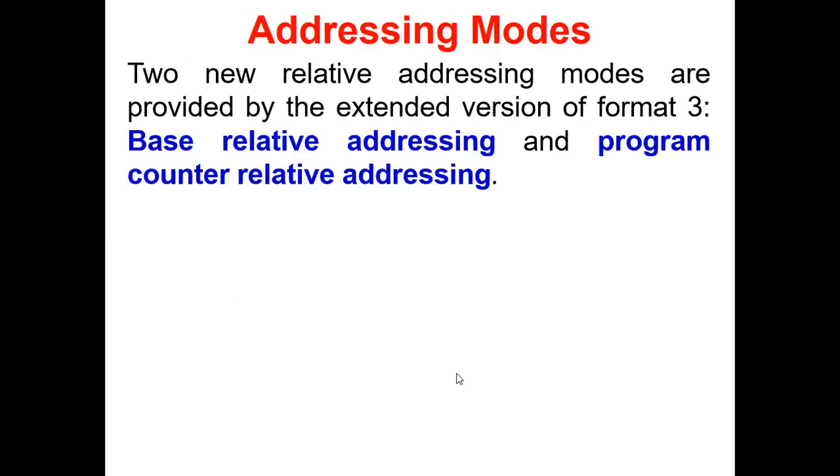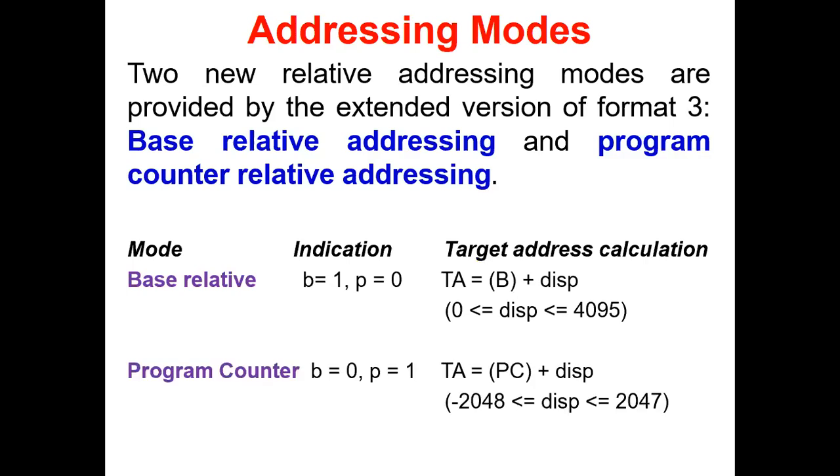Okay, so we have 2 new relative addressing modes. These are the ones we use to get to a particular memory location, where we can use the base or program counter. Remember, base is mainly for when you are going to use that bit B. B is for base, and that flag P is for program counter. Okay, so how are they used?